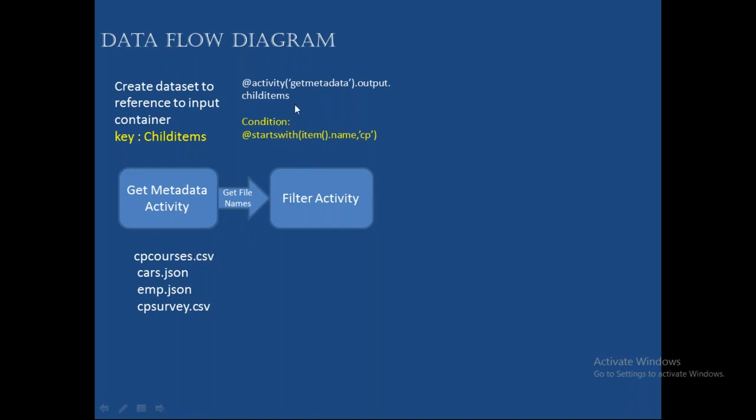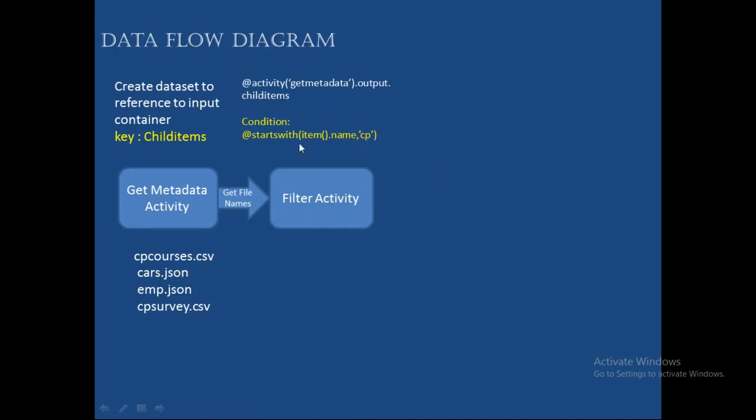First you will pass the first item and check the cp course.csv file. My condition is starts with. Item.name is nothing but the first file name. You check whether the first file name has a starting letter of cp. If the starting word is cp, then this file is eligible. It will be returned to the output.